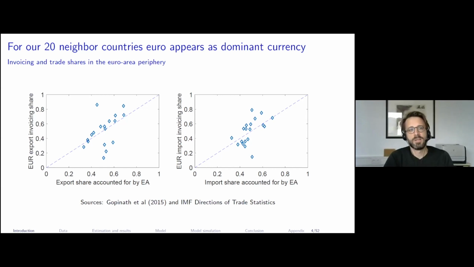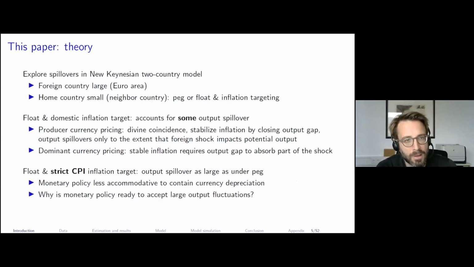Okay, so this is when we go to theory. We work with a very simple model, but that model features dominant currency pricing in the sense that the euro is the dominant currency. So we're going to use a 2-country New Keynesian model. It's embarrassingly simple. It's a textbook model, if you want, the textbook model. We assume that the euro area is the foreign country. It's large, and then we have a generic neighboring country, which is small.